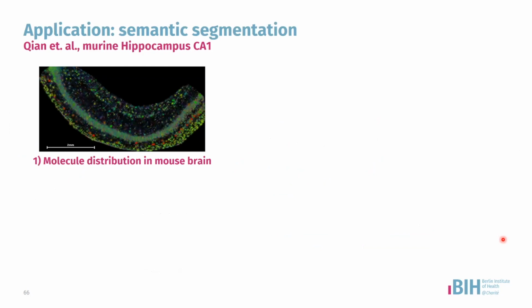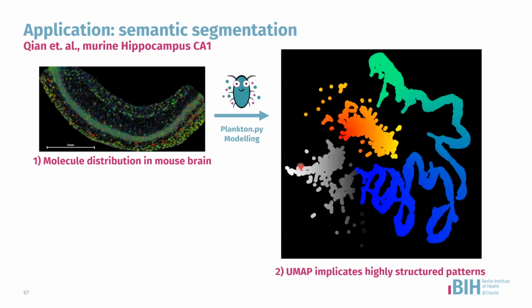To show this in a demonstration on the mouse hippocampus data, which was generated from Mats Nielsen's group using in situ sequencing a couple of years ago. Over here, we have an image of the individual molecules detected from the spatial transcriptomics experiment in the mouse brain. We apply Plankton.py, which looks at the neighborhood of each one of these molecules, builds a neighborhood graph, and represents it in a UMAP.